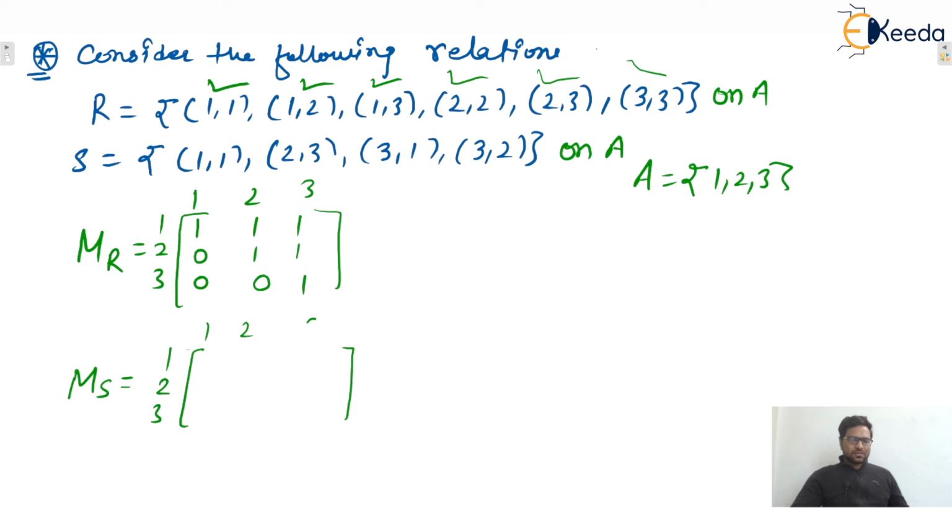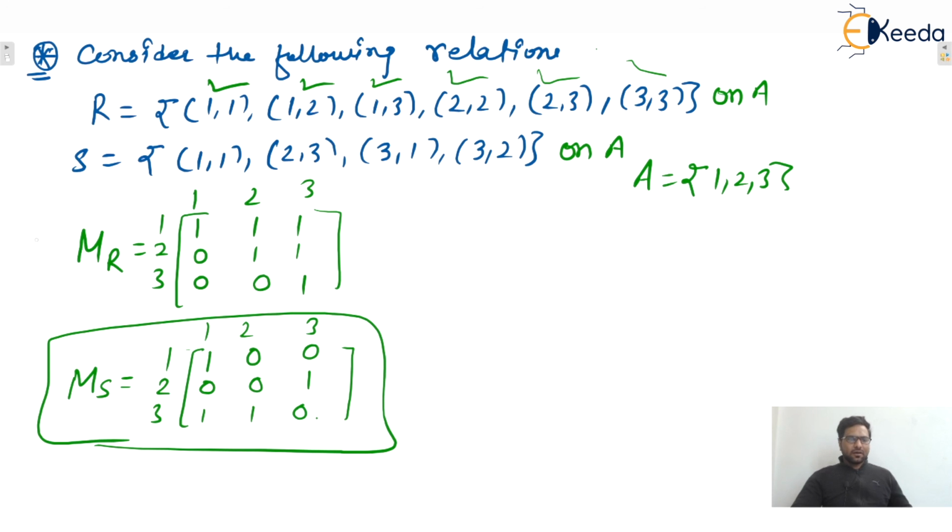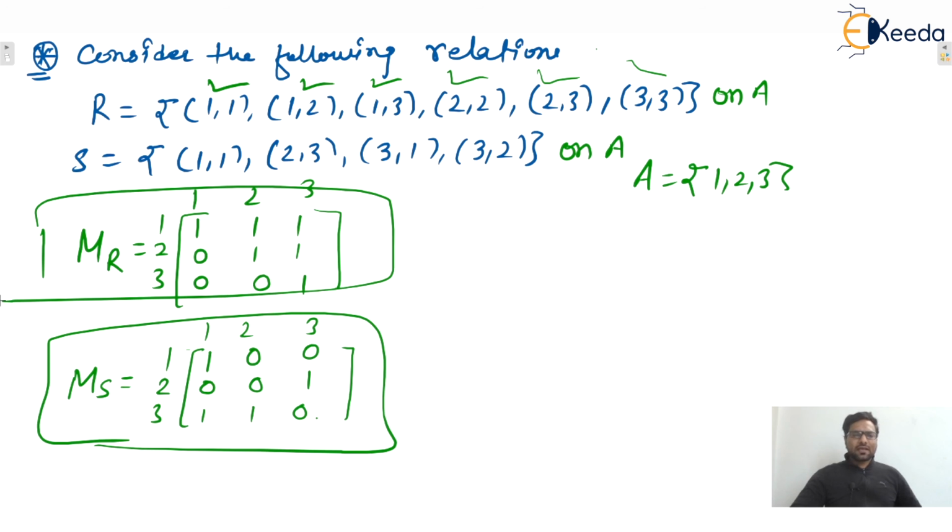So this can be represented like that: 1 1 is present, isn't it? 1 2 is not present, 1 3 is not present, 2 1 is not present, 2 2 is not present, 2 3 is present, 3 1 is present, 3 2 is present, and this one is not present. These are the matrix representations. Any relation can be represented in matrix form also, and these are very very important.